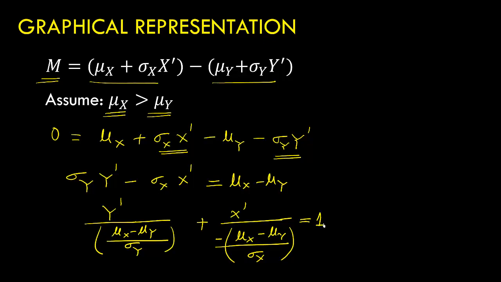So now this is the equation of a straight line in the form of intercepts. This is the intercept on the y-axis and this is the intercept on the x-axis.